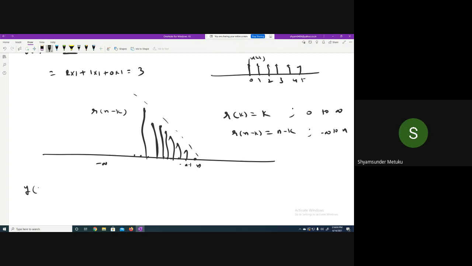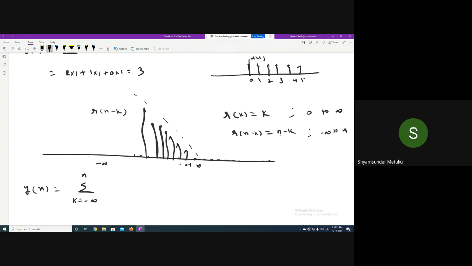So I am trying to calculate y of n is equal to. In that case, can I write minus infinity to n now? Because this one only will decide. After this, anyway, it's all zeros, no? So my upper limit, can I replace plus infinity with n? Respond. Is it clear or not?